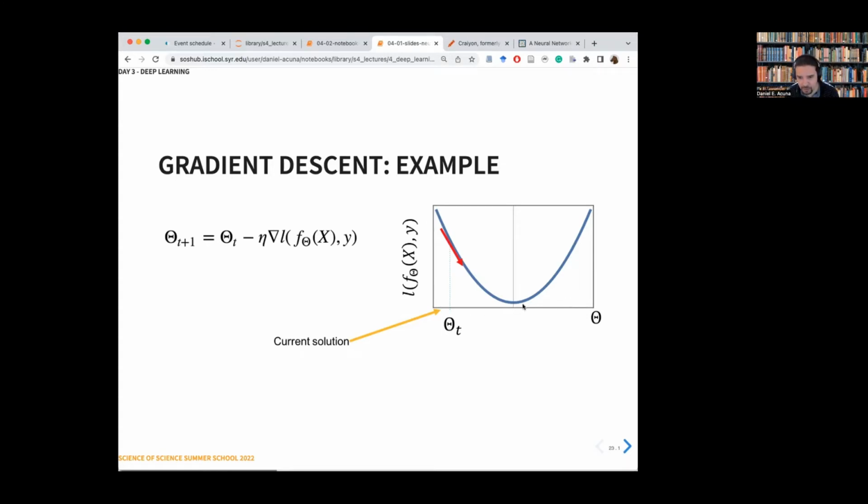You're trying to find the point that has the lowest loss, but you have to start from somewhere. There is no way that you can find that immediately. You have to start from somewhere. And that's what this represents here. This is theta t, your initial guess.